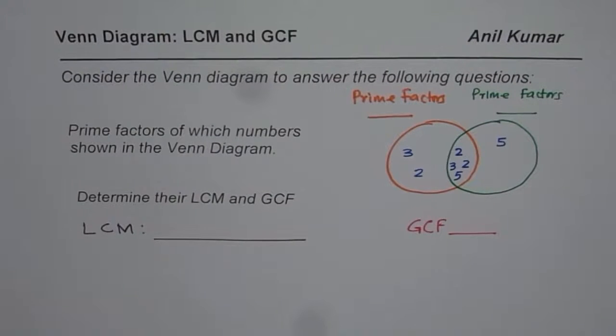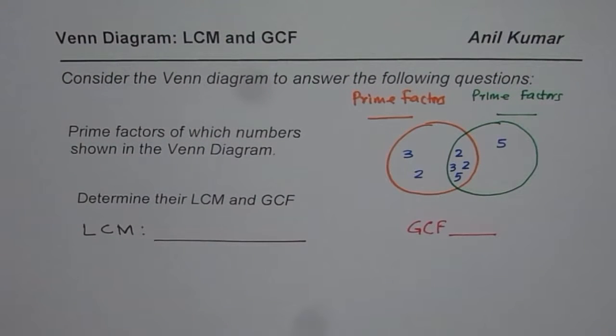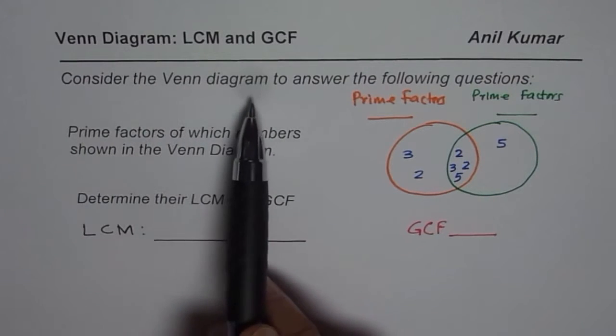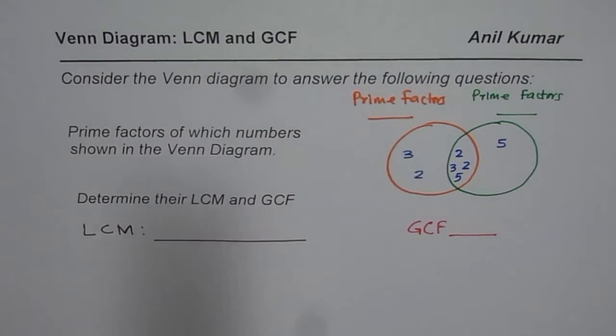I'm Anil Kumar, and here is a thinking question for our junior math students. You need to find LCM and greatest common factor from the given information in the Venn diagram. The question here is, consider the Venn diagram to answer the following questions.